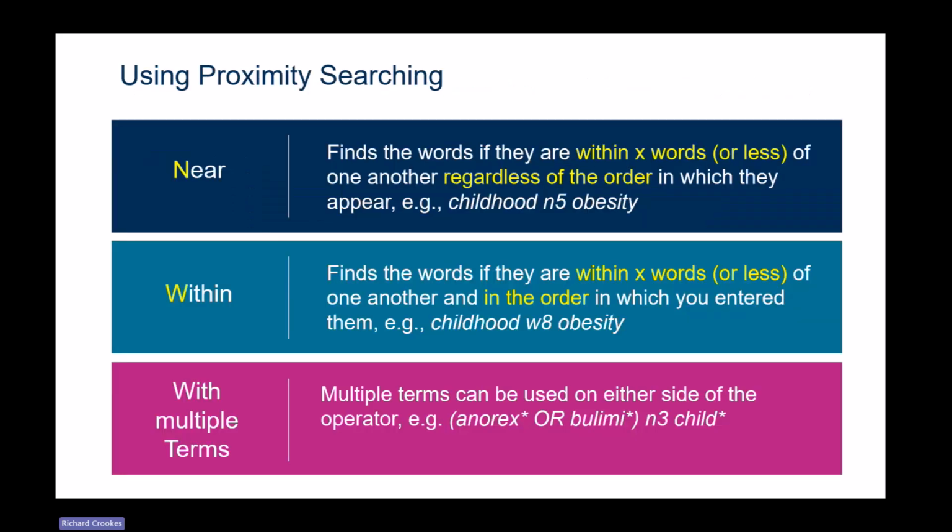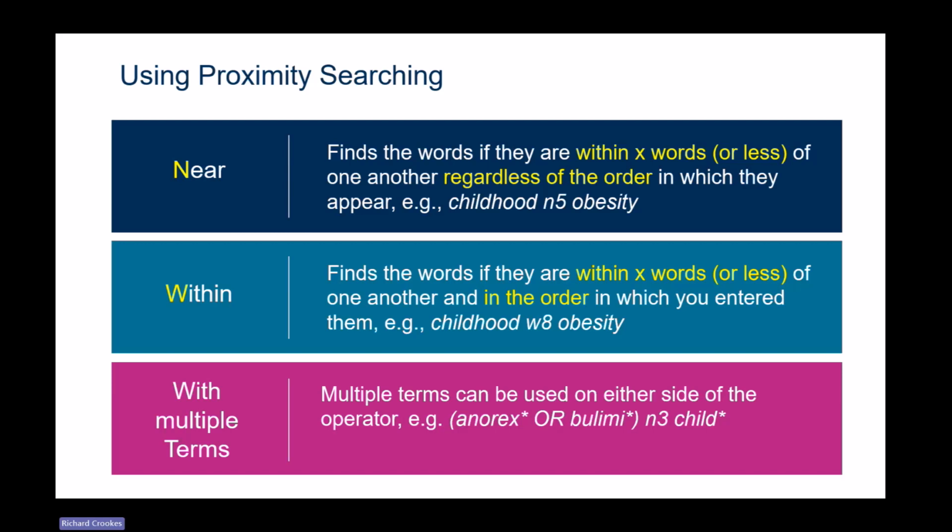Now, we also have the use of proximity searching as well. So the near and within operators are used within the EBSCOhost platform. Near will find words if they are within a specified word range or less of one another, regardless of the order in which they appear. So childhood N5 obesity means it will look at the word childhood within 5 words or less of obesity, as well as obesity within 5 words or less of childhood. Okay, so it's quite broad.